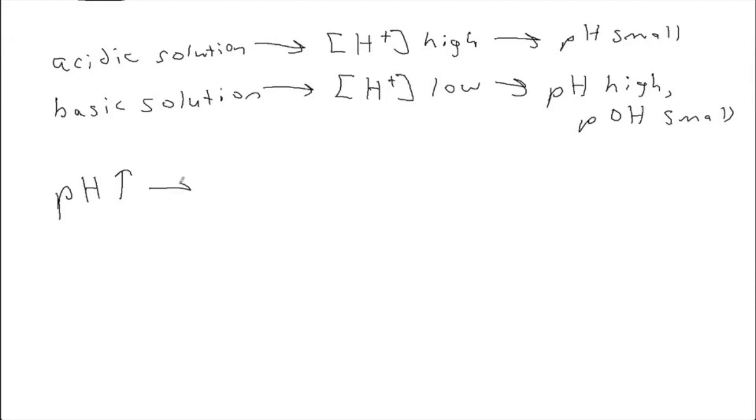When pH gets bigger, what happens to pOH? I guess I have to turn my screen on again. That's annoying. I was asking you, when the pH gets bigger, what happens to the pOH? When the pH is high, the pOH is low. How do you know? Because pH plus pOH has to equal 14. So the bigger this is, the smaller this will be.